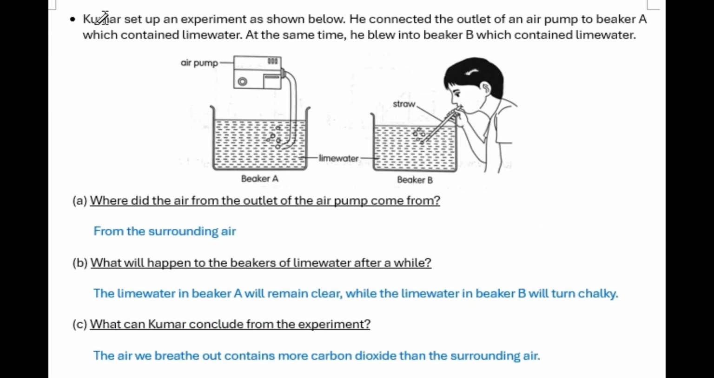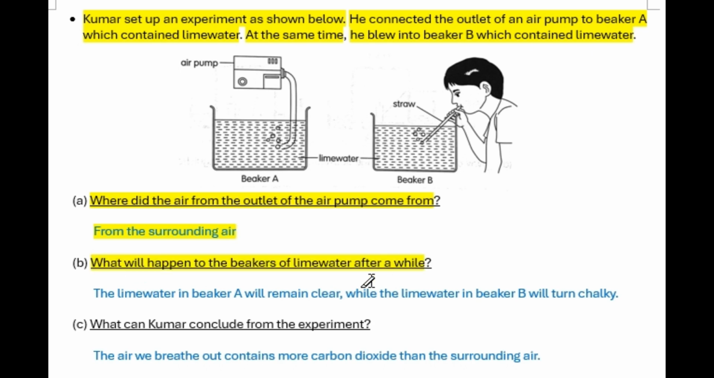Kumar set up an experiment as shown below. He connected the outlet of an air pump to beaker A which contained lime water. At the same time, he blew into beaker B, which contained lime water. A. Where did the air from the outlet of the air pump come from? From the surrounding air.